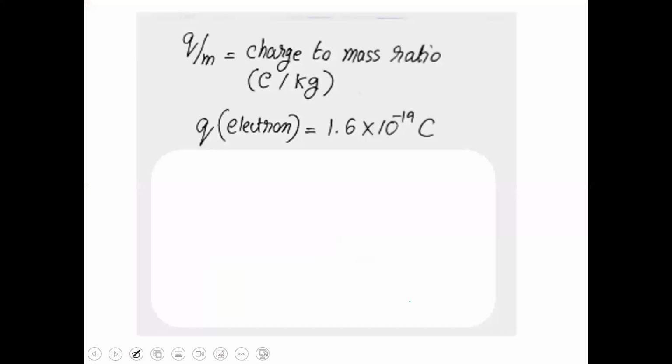Now, Q upon M is equal to charge to mass ratio. It's a new thing to remember. Coulomb per kg, and the charge of the electron was later known. So they were able to even find the mass of the electron. You have to copy this.